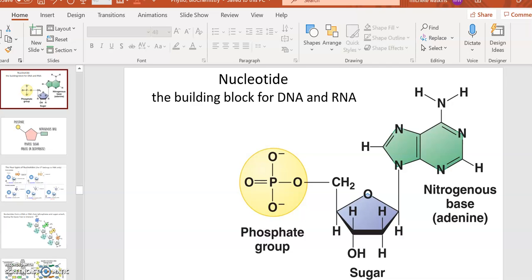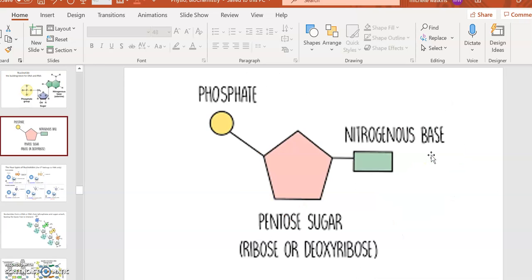Okay, this is just to finish the biomolecules. We're on our last biomolecule of the 4, nucleic acids. The monomer is called the nucleotide, made of a phosphate group, a sugar, in this case a pentagon sugar, and a nitrogenous base. This is the simplified diagram that you can use.